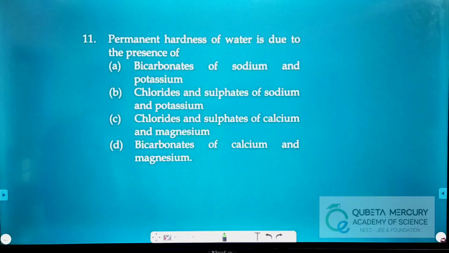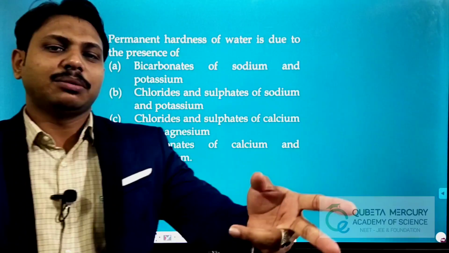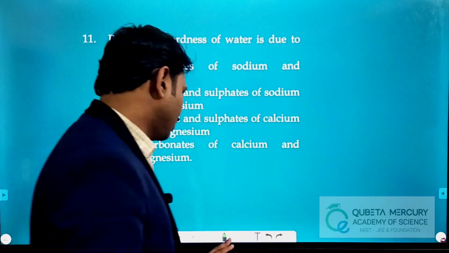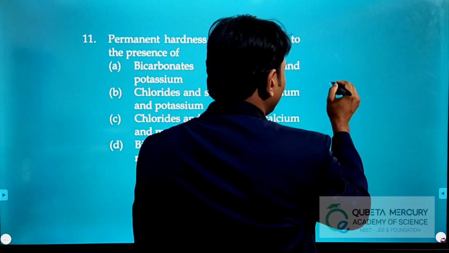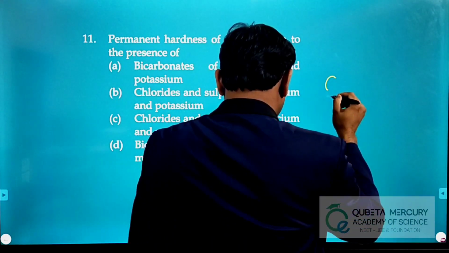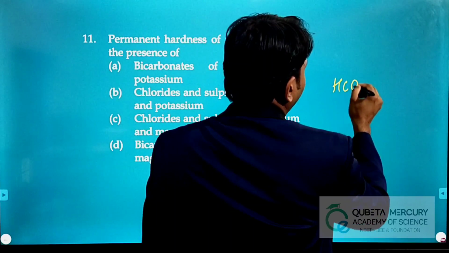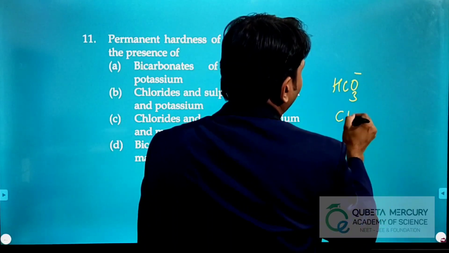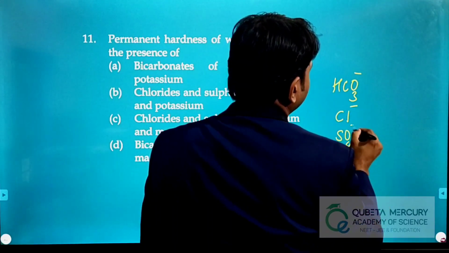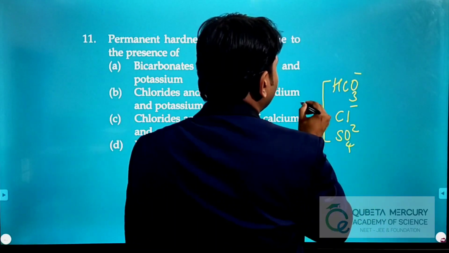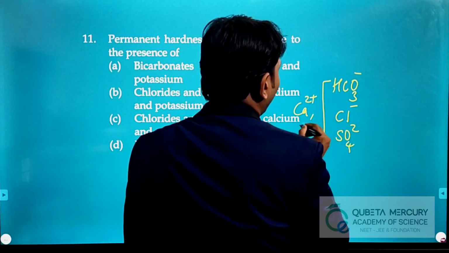Moving on to the next question. Permanent hardness of water is due to the presence of... Hardness is of two types, temporary hardness and permanent hardness. Hardness is due to the presence of bicarbonate, chloride and sulfates of calcium or magnesium.